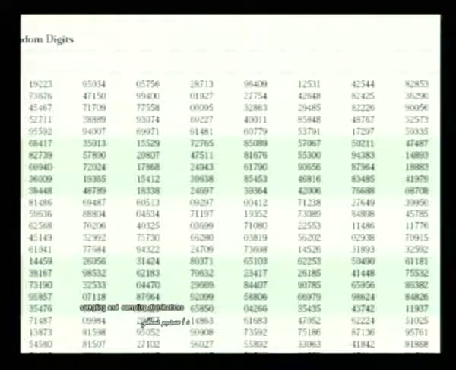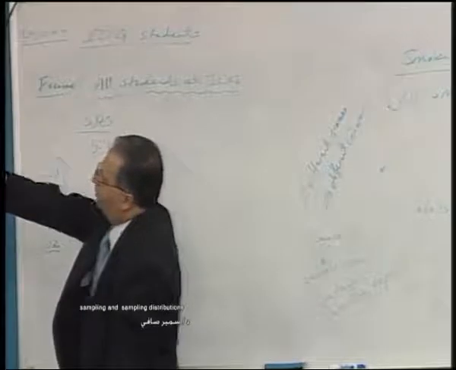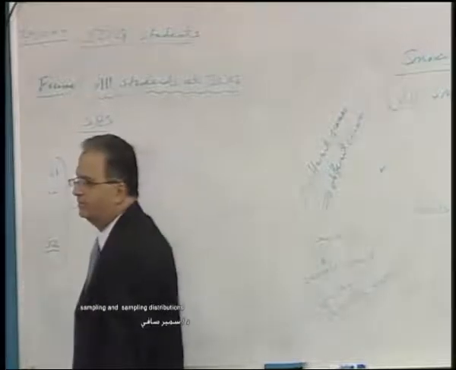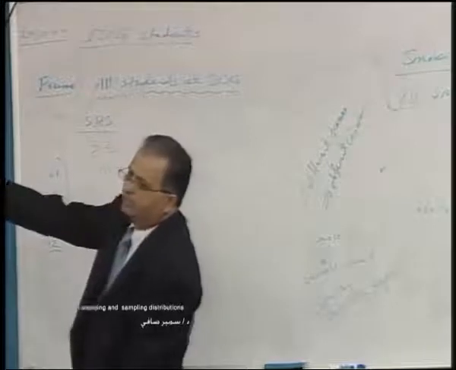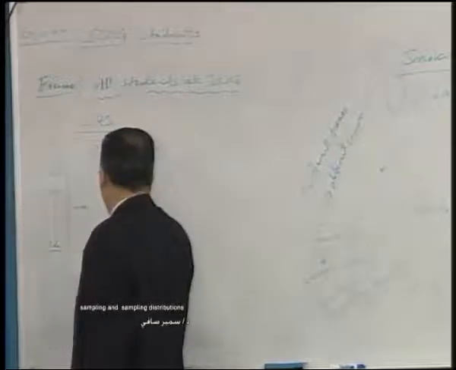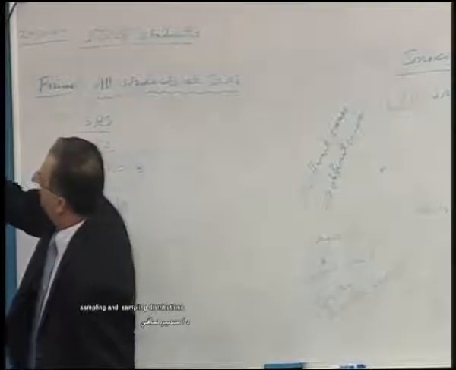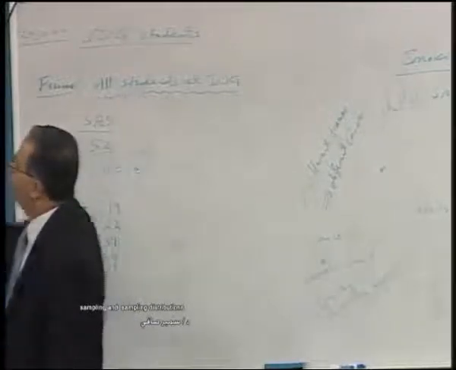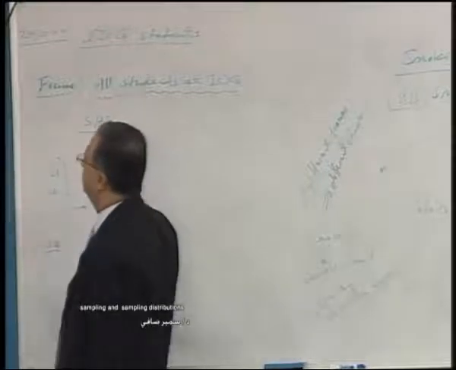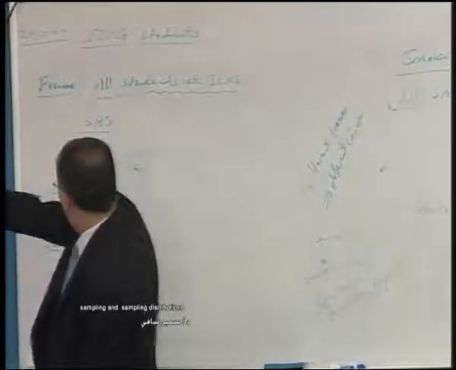So the first one, 19. The second, 22. The third student, 39. I'm taking the first row. Then 50, 34, then 04. Student number 05, and the next one is 34 again.